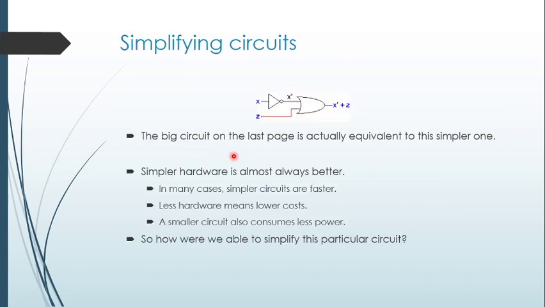So the next thing, the last page circuit is actually not a very simplified circuit. The first principle of logic circuit design is that it has to be a simplified circuit. Simpler, it should have the minimum number of gates required to complete the task. So simpler hardware is almost always better. In many cases, simpler circuits are faster. Less hardware means lower cost. A smaller circuit also consumes less power.